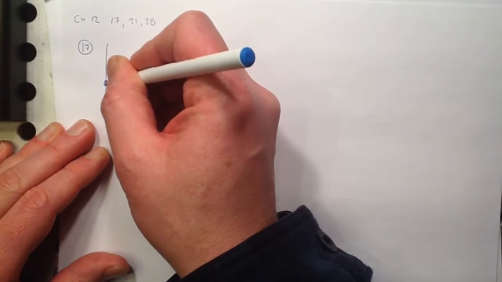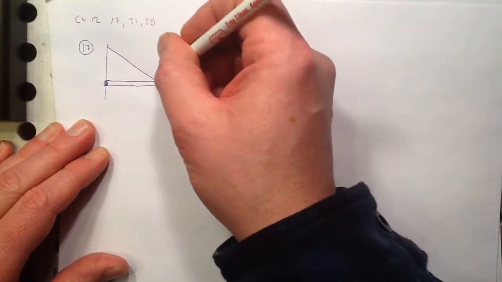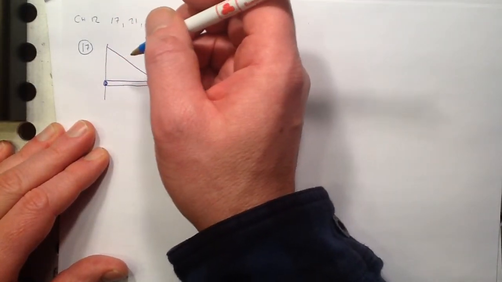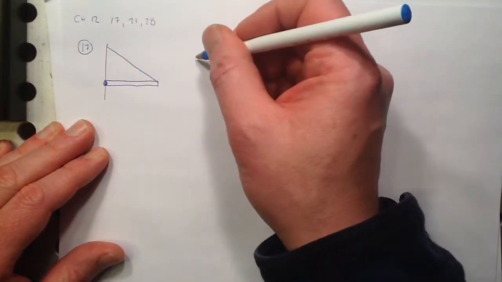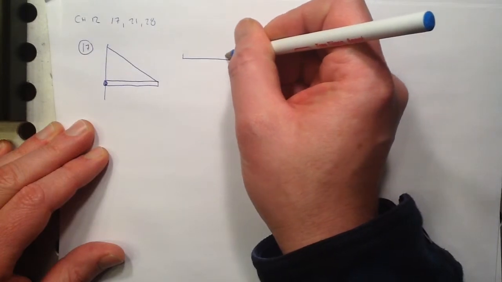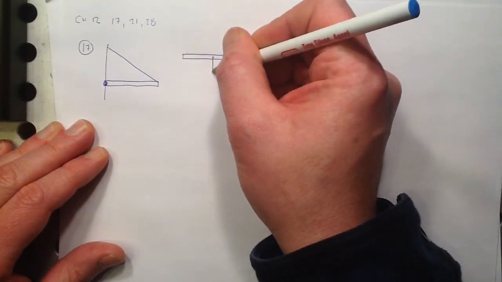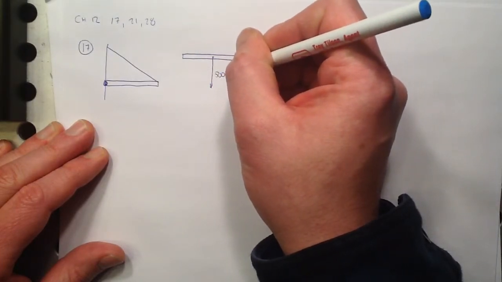supported by a hinge and a cable, like so. And the beam has a weight of 500 newtons. I'm going to go ahead and start making a force diagram for the beam. So that 500 newtons, that's the weight of the beam. That is the gravitational force.